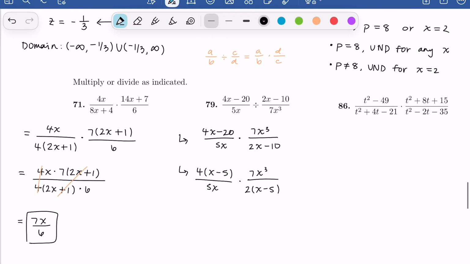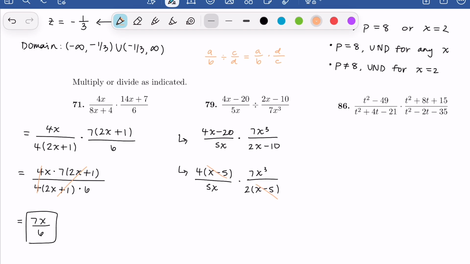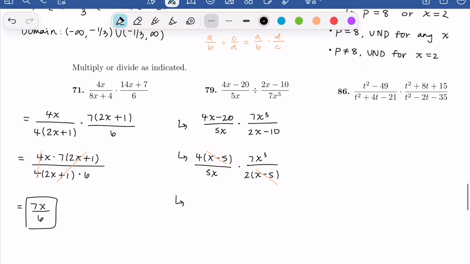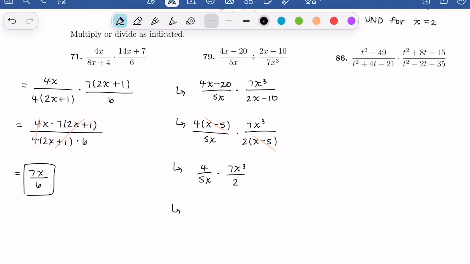All right, now we'll go ahead and multiply straight across. If we do that, we're going to end up with this whole thing multiplied by this whole thing, and this whole thing multiplying this. So we're going to end up with an x minus 5 in the numerator and the denominator. So instead of writing that step out like we did in this first example, we can just cancel them right away. Okay, so that makes everything much simpler. We're going to have 4 over 5x as our first term, and then 7x cubed over 2 for our second. All right, so now let's multiply straight across and see what we can cancel.